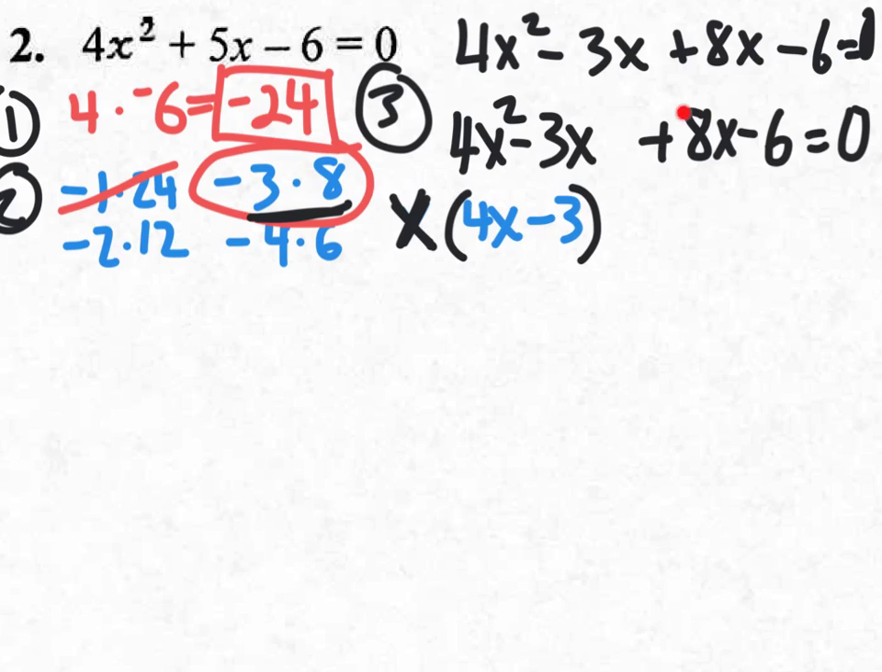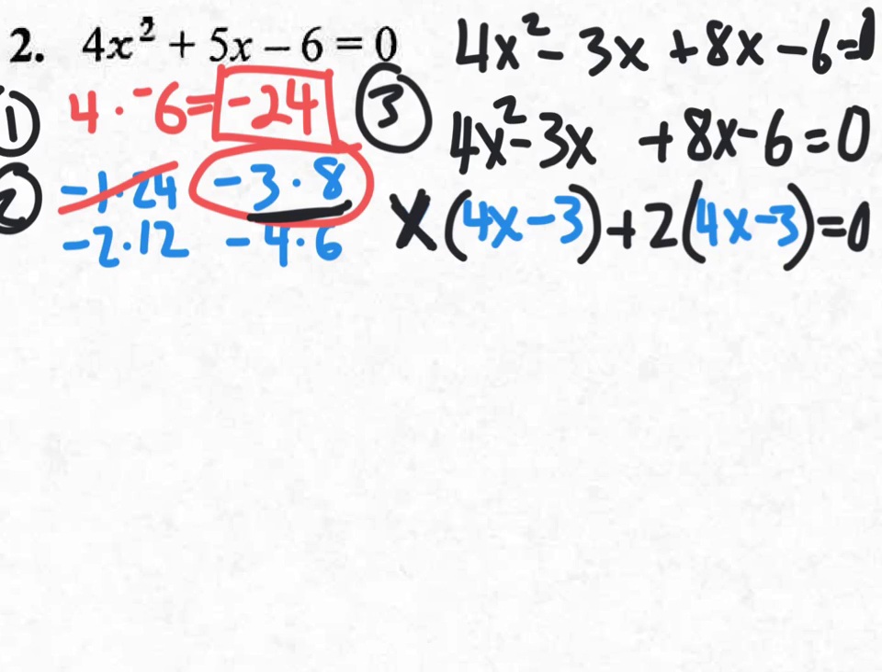And the second group, what could I pull out of the second group? A 2. Okay, so we're going to pull out a positive 2. And what would be left over in there? 4x minus 3. And of course, we're going to continue to factor by grouping. You take a step back, you realize what's in common in both groups. What's in common here and in here?